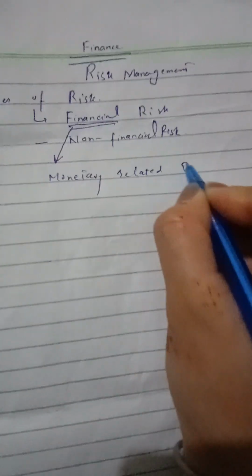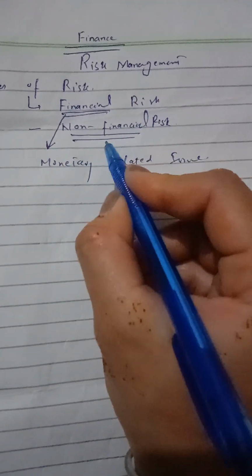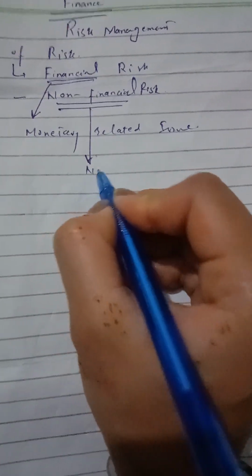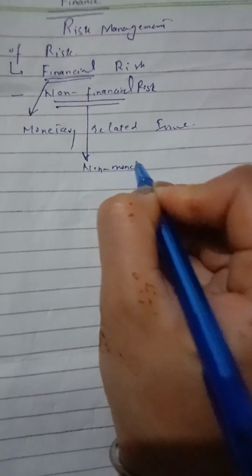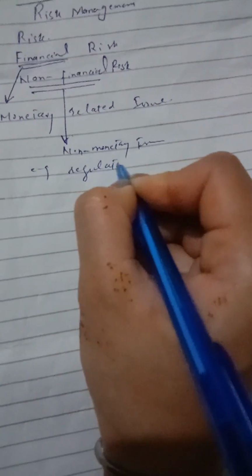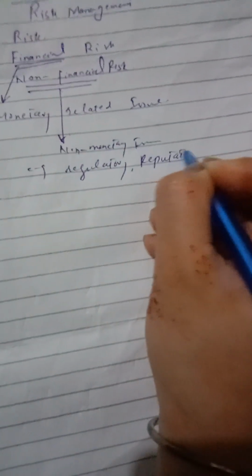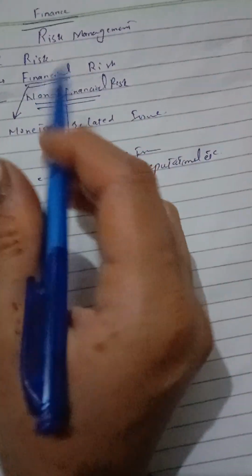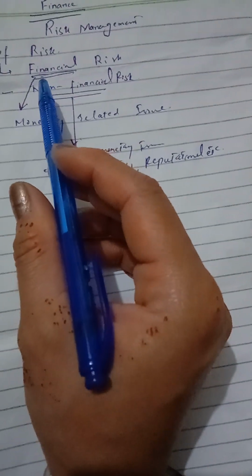As the word financial describes, it belongs to monetary-related issues. On the other hand, non-financial risk includes non-monetary issues, for example regulatory, reputational, etc. Today we will discuss in detail the financial risk.